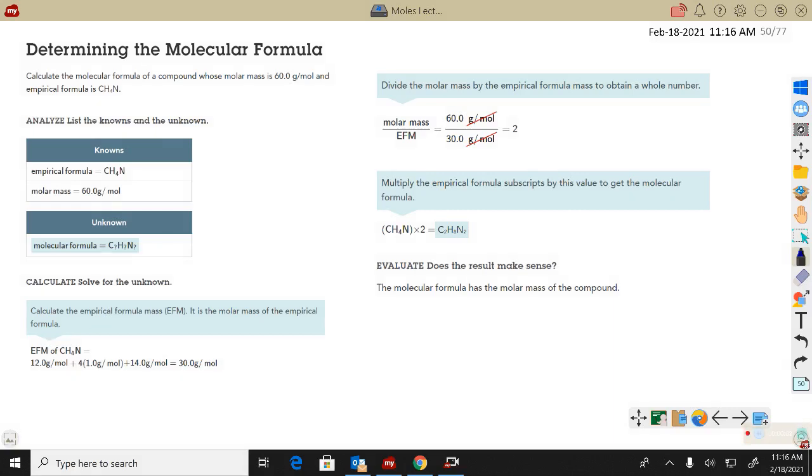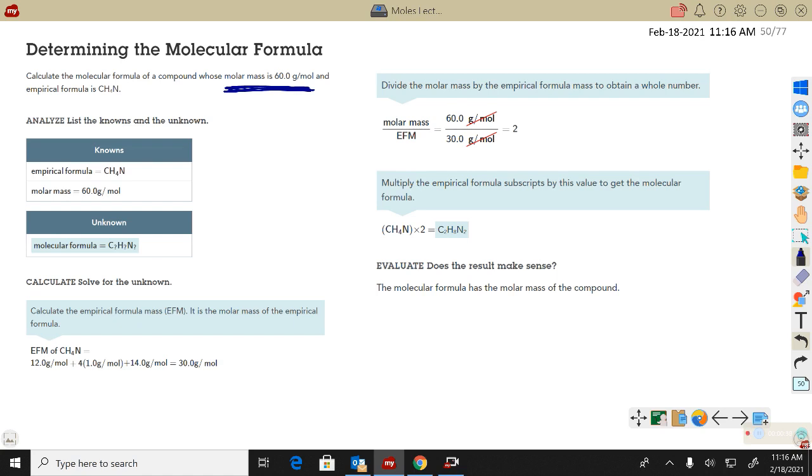Here we'll look at determining a molecular formula. You'll have data that might look similar to this. Calculate the molecular formula of a compound whose molar mass is 60 grams per mole and has an empirical formula of CH4N. Okay, so we are given the simplified empirical formula, and the key piece of data we're also given is the true molar mass of the compound. We would have to be given that data.